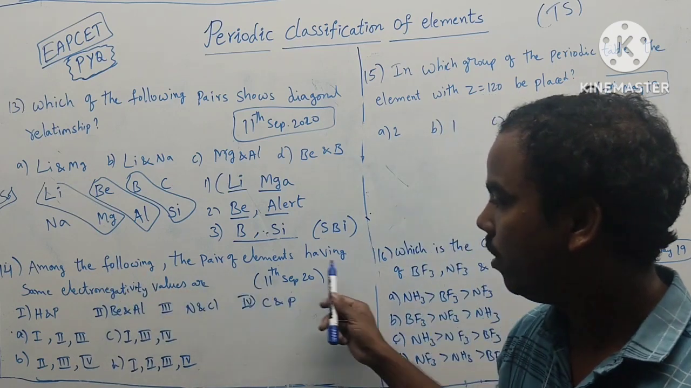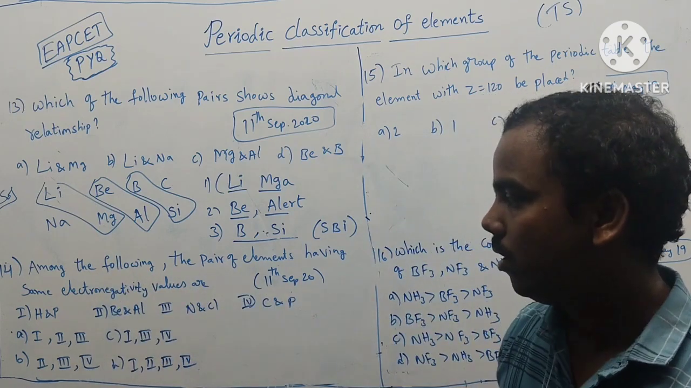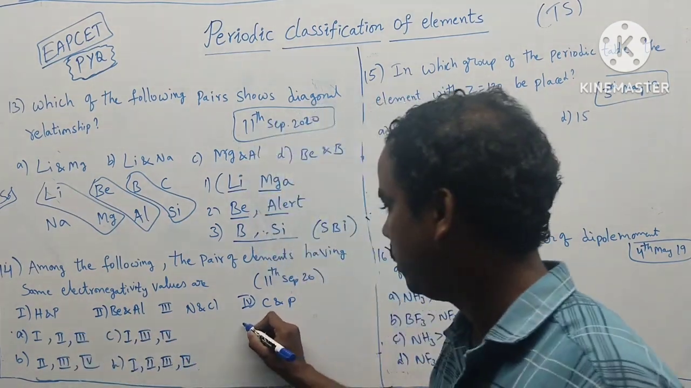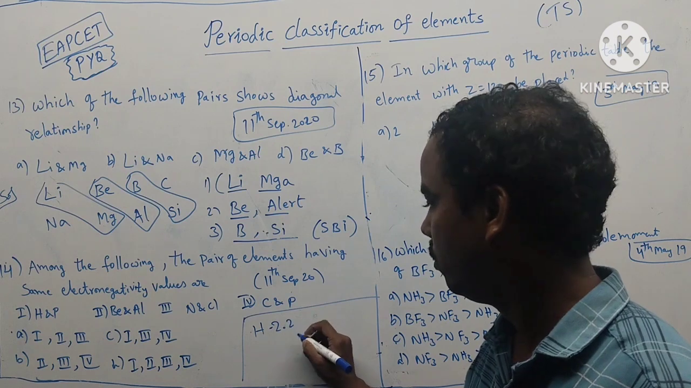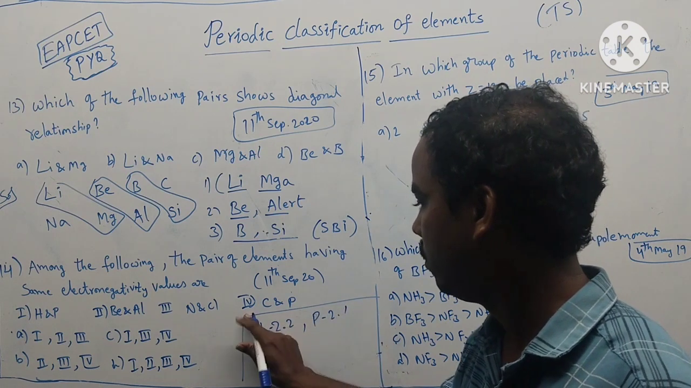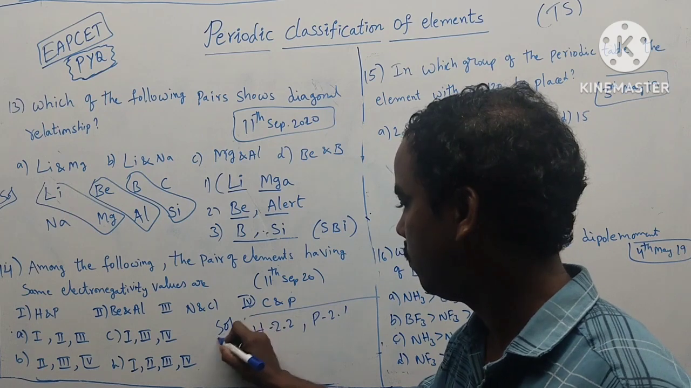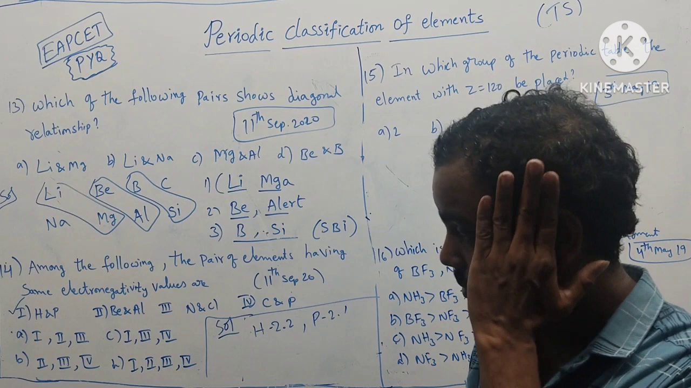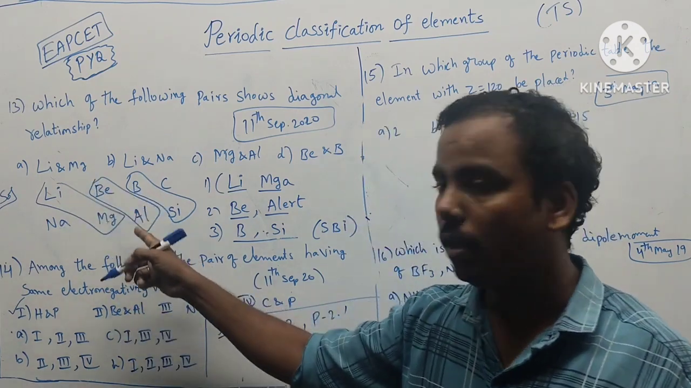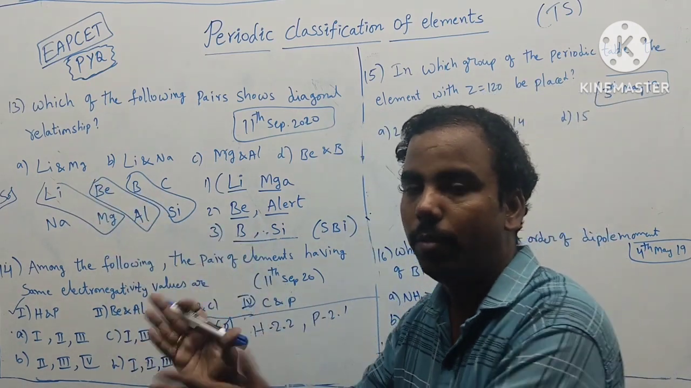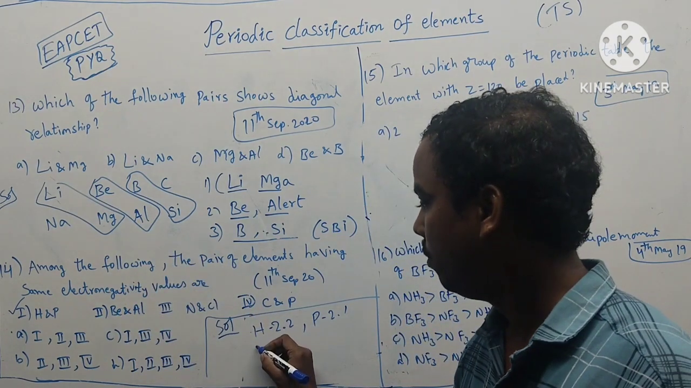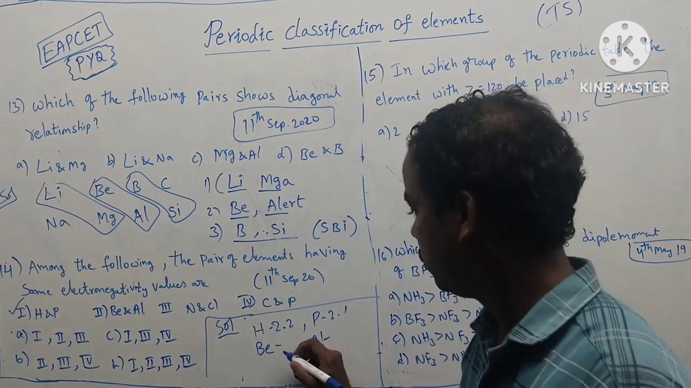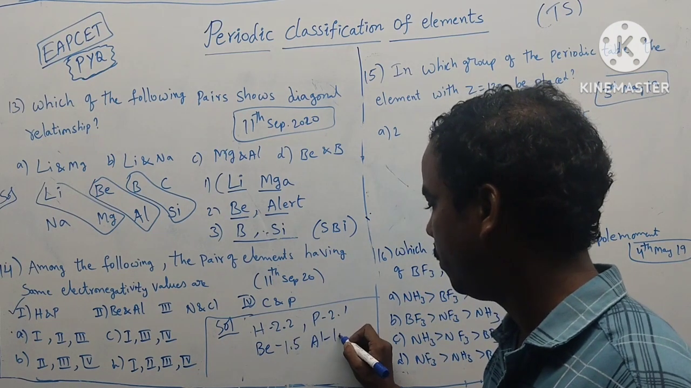Among the following, the pair of elements having the same electronegativity values. Hydrogen, phosphorus, nearly the same electronegativity. Hydrogen is 2.2, phosphorus 2.1. Next, beryllium and aluminum are diagonally related elements, have nearly the same physical and chemical properties. Beryllium is nearly 1.5, aluminum 1.6.